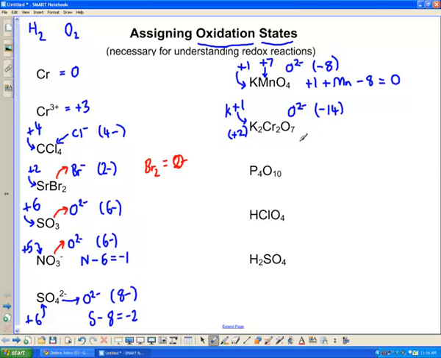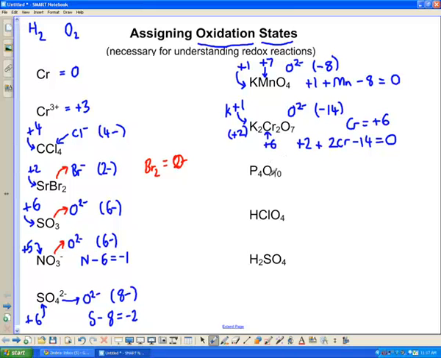So if we do exactly the same thing, we've got our +2 from our 2 potassiums. We have the charge from 2 chromiums, because we've got Cr2, minus the 14 from the oxygens, all equal to 0. If we do the math here, then the 2 chromiums have a charge of 12, which means each chromium must have a charge of 12 divided by 2, 6. Alright, so therefore each chromium has a charge of +6.